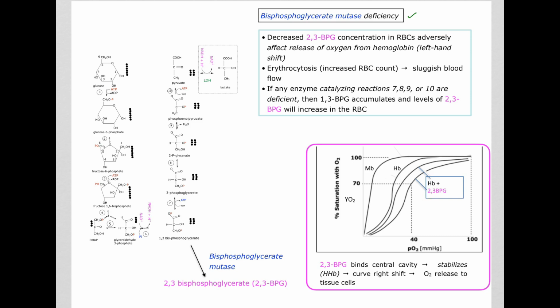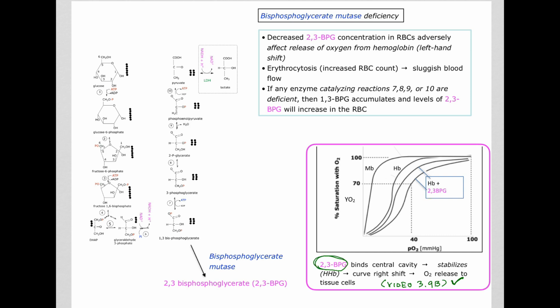Now, this enzyme bisphosphoglycerate mutase is not a glycolytic enzyme, but it is very closely related to glycolysis because it converts one of the intermediates, 1,3-bisphosphoglycerate, into 2,3-bisphosphoglycerate, 2,3-BPG. Now in video 3.9b, we talked about the importance of 2,3-BPG.